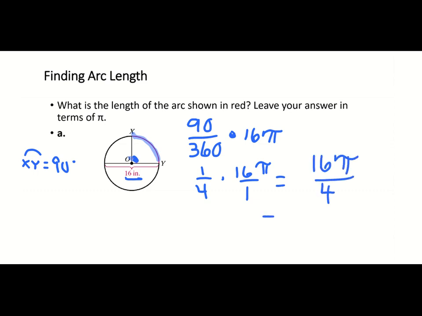Or if we simplify, they want your answer in terms of pi, which means don't multiply it by pi, leave it in pi form. 4 goes into 16 4 times. So my answer, the length of this arc, is going to be 4 pi inches. Or if they had asked for the approximate answer, then you could multiply the 4 times either pi on your calculator, or I typically do 3.14.